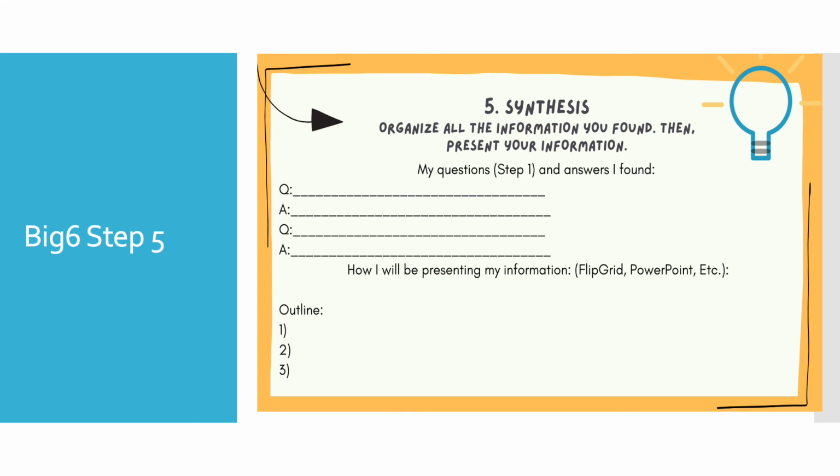Step 5 is synthesis. This is where you organize all of the information you found, then you will present your information. On this part of your handout and in the research process, I want you to answer those questions that you had from step 1. Now that you've found the information, how does it answer your questions? Please record this on your handout.